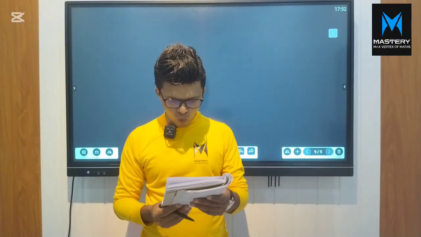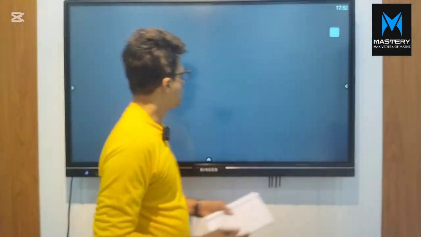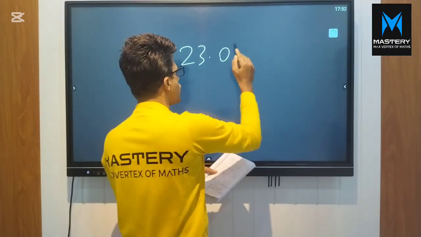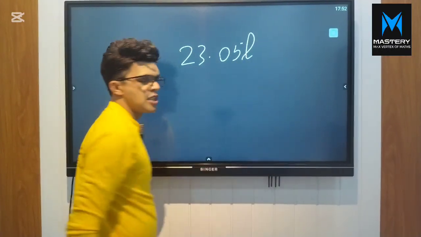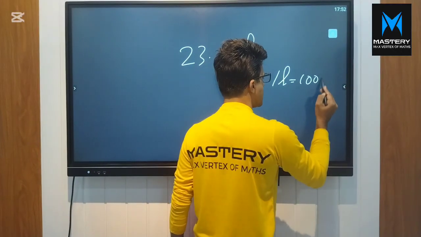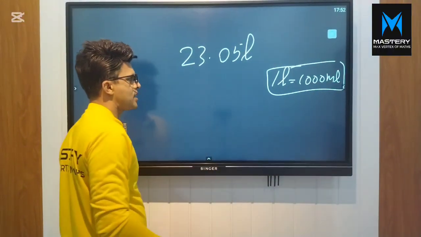Okay, so the next one is select the answer, right? There are 2 given values and 4 answers here. The given value, 23.05 liters, should be converted into milliliters. So you know 1 liter equals 1000 milliliters, or 1000 milliliters equals 1 liter. You know this relation.